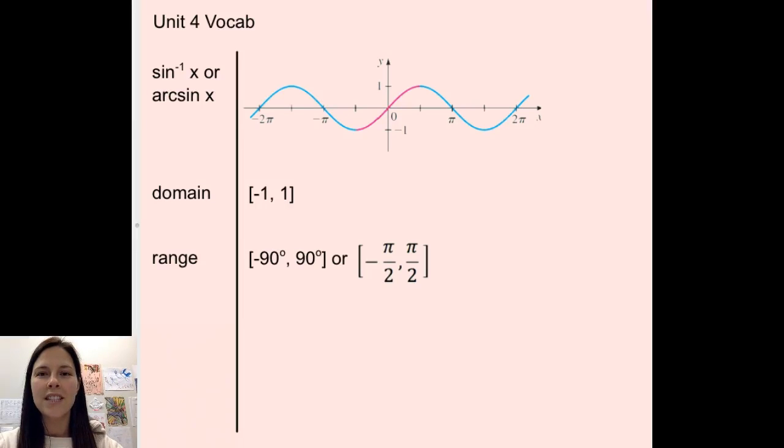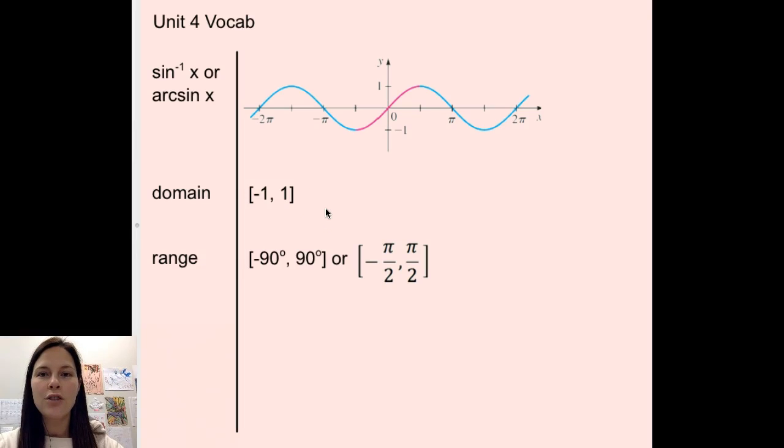We're starting off today's lesson with a reminder of domain and range for our inverse functions. As they're quite new to us, it's going to take a little bit of getting used to. For sine inverse as well as cosine inverse, the domain is values between -1 and 1. We cannot input anything into the inverse function that is outside that domain. It has to be between -1 and 1.